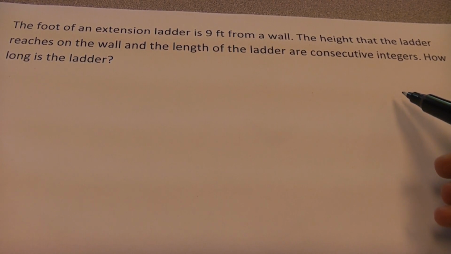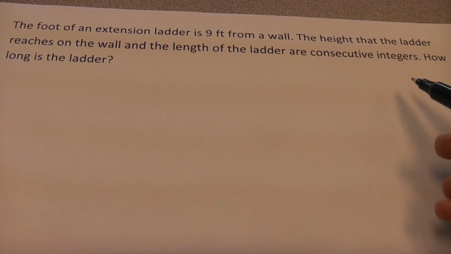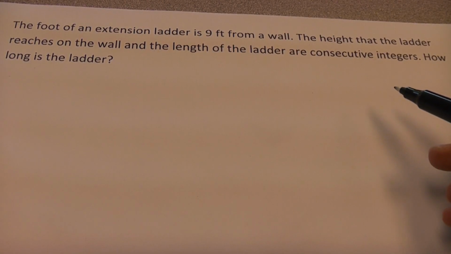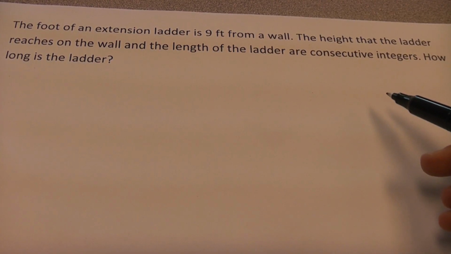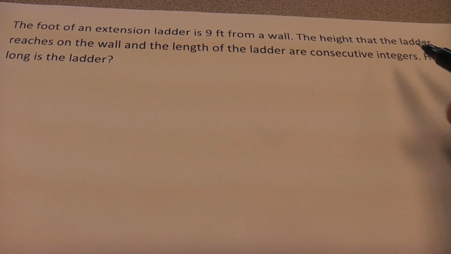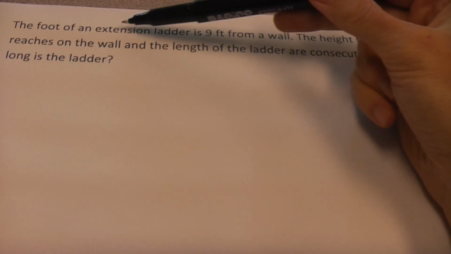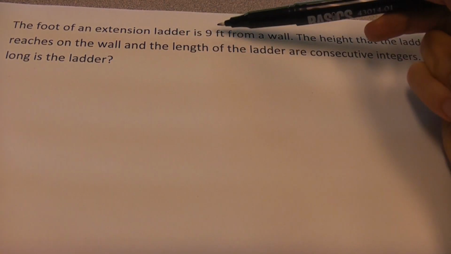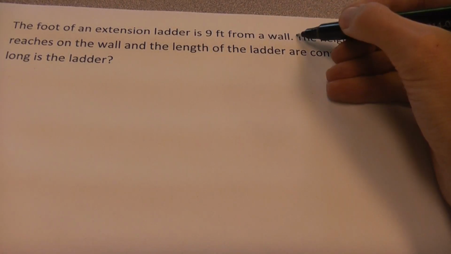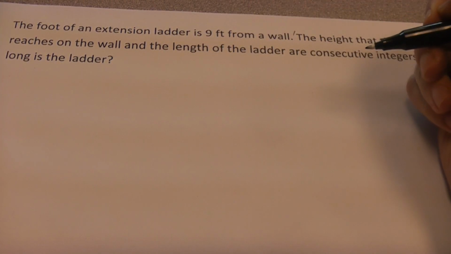Now I want to read through again, and as I read through, I want to start pulling out the important, relevant information. This time I'm not going to skip over the numbers. So we'll start with the first sentence. The foot of an extension ladder is 9 feet from a wall. I'm going to make a little mark here to show that I've gotten that far.